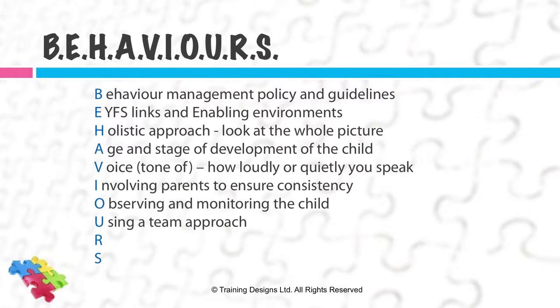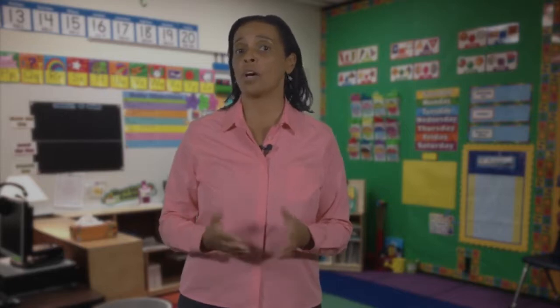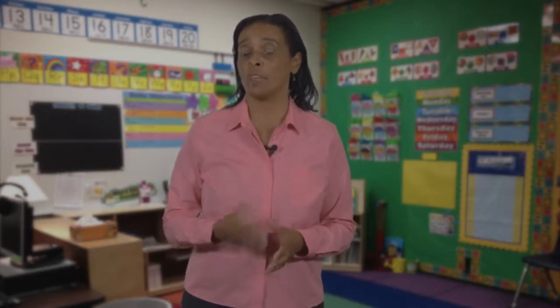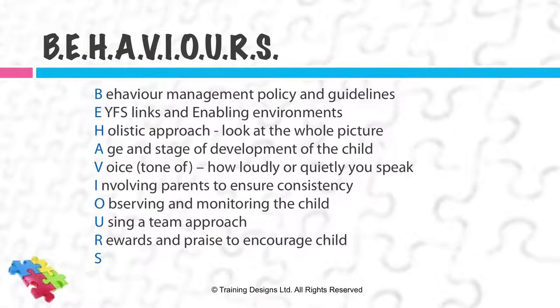U is using a team approach, so there is team consistency in managing behaviour. Be sure that as a team you are all using the same behaviour management techniques so that the child has a clear message. And this includes parents and temporary staff as part of the team. If you work alone, ensure that you are consistent in your messages to the child. R is the use of rewards and praise to encourage the child and build their self-esteem.